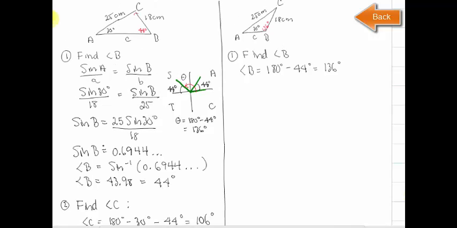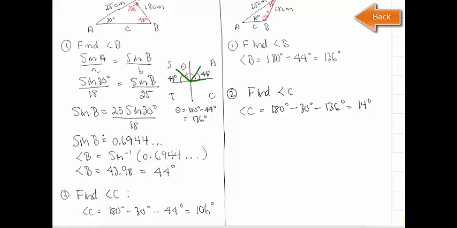So I will put that on my diagram. So this is 106 degrees. And on our second triangle, we'll use the same method. So we want to find angle C. I already know two angles in this triangle, so I'm going to subtract them from 180. And I get 14 degrees. Okay, so this is 14 degrees.